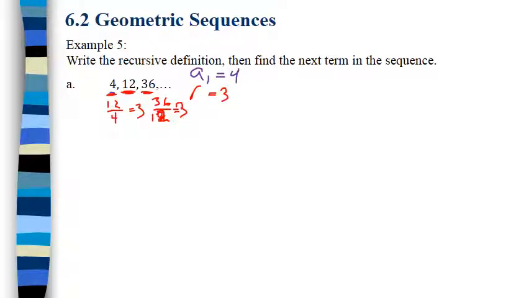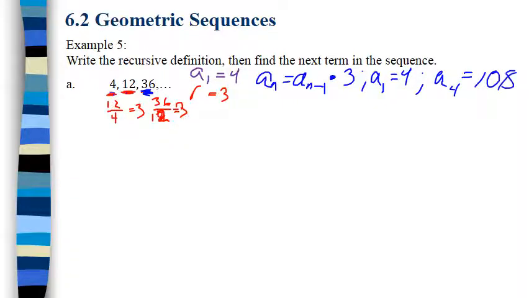So we can write out our formula. a sub n is the previous term, a sub n minus 1, times, so you can use the multiplication symbol, 3, where a sub 1 equals 4. And so to get to our next term, so this is a sub 1, a sub 2, a sub 3. So to get a sub 4, we're going to multiply a sub 3 times 3, which is 108. So a sub 4 is 108.